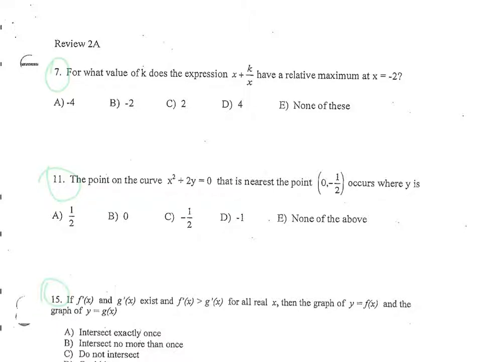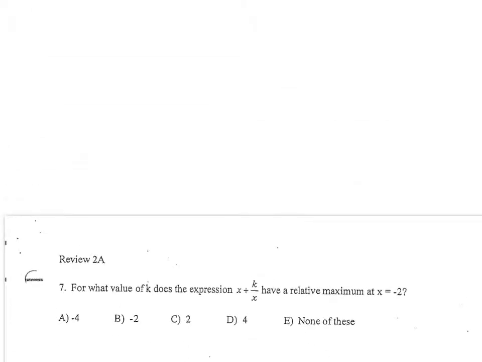Let's see what we have here and see if we can do some of these problems. So number 7 says, for what value of k does the expression x plus k over x have a relative max? Okay, and k is just some number. It could be 3 or 4 or 8 or pi or whatever that we're trying to figure out, some constant. And does it have a relative max?